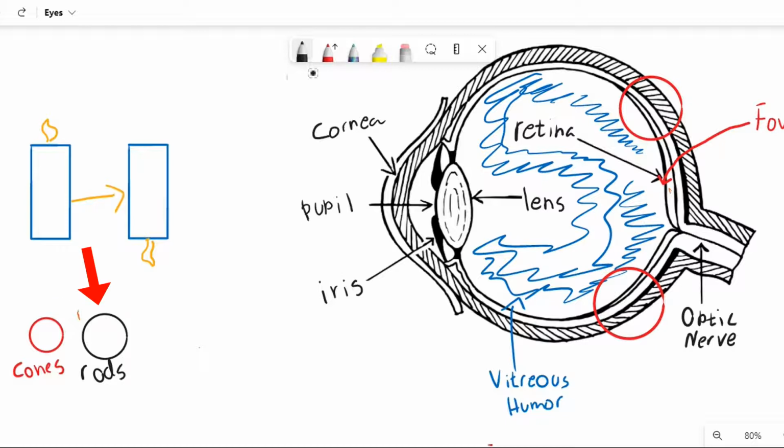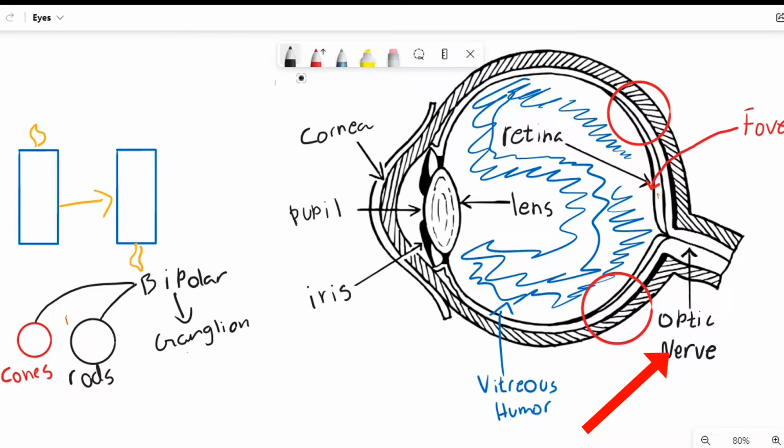And once the rods and cones are activated, they activate something known as bipolar cells. And these bipolar cells are neurons, and once these are activated, they activate ganglion cells, which are also neurons. And the axons of ganglion cells make up the optic nerve. The spot where the optic nerve exits your retina, which is right over here, is called the blind spot, because there is no concentration of rods or cones in that area.